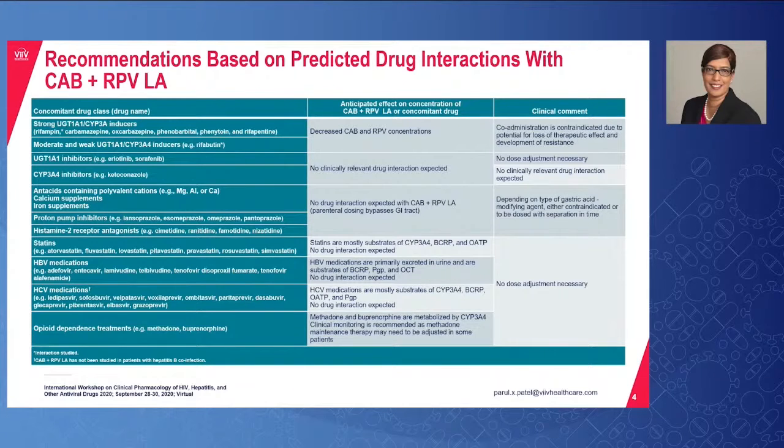And gastric acid modifying agents such as antacids, H2 blockers, and PPIs can be given with long-acting CAB and rilpivirine because parenteral dosing bypasses the GI tract where this interaction is expected to occur. However, it's important to remember that these agents are still contraindicated or dose separation is required with the oral tablet formulations of CAB and rilpivirine.